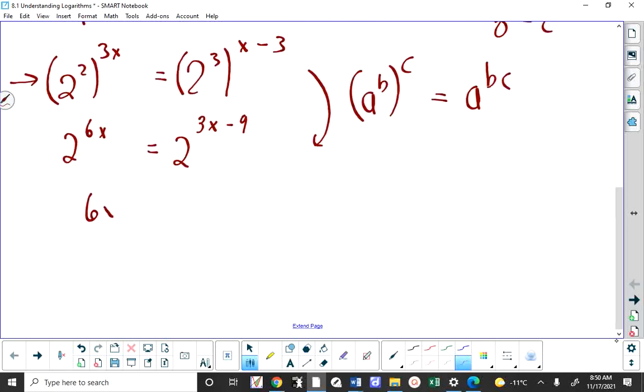You're now left with solving 6x equals 3x minus 9. And you can subtract 3x from both sides and divide both sides by 3. I think you're going to end up with x is equal to 3. You're going to get negative 3. Thank you, Ryan. Because when you subtract this 3x, you'll get 3x equals negative 9.